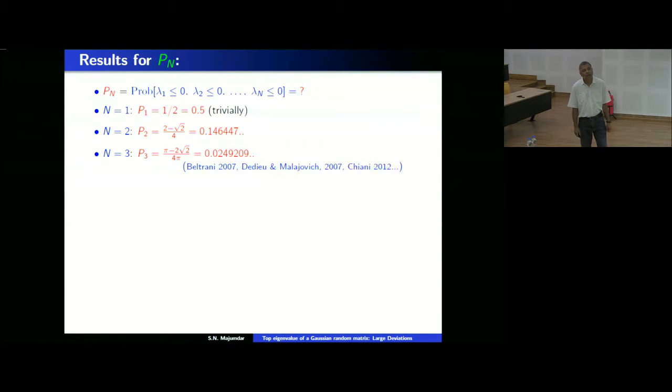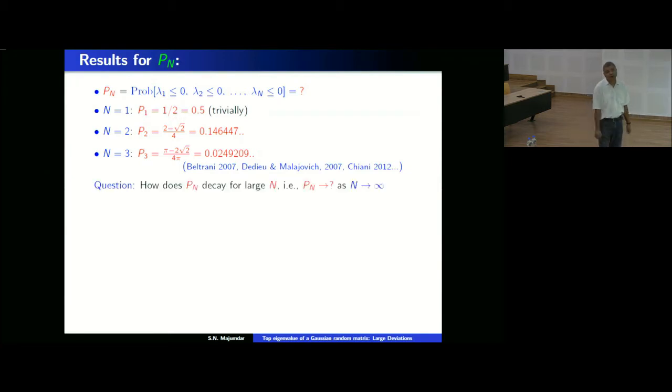So when I started working on this problem, it was not known what the large n behavior of this is. The question is, how does P_n decay for large n, as n goes to infinity? Recall that in the diagonal, factorizable case, it was decaying as exponential minus n log 2, right? But here, you'll see that the answer will be different.